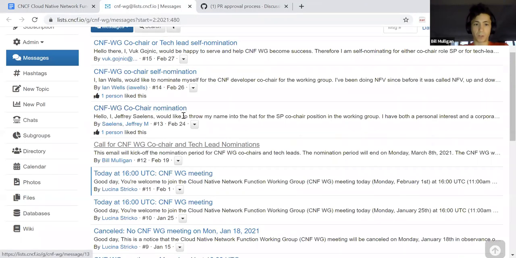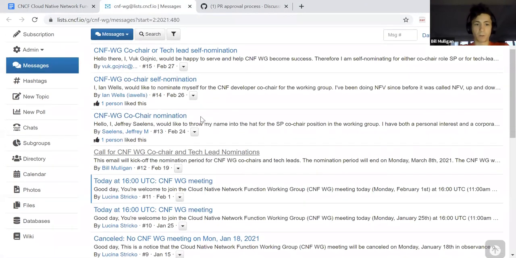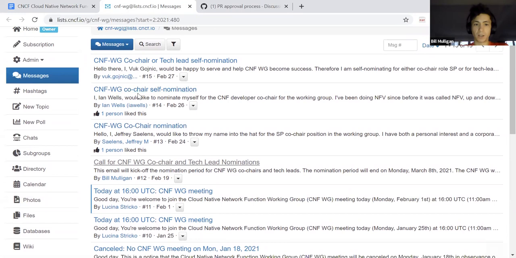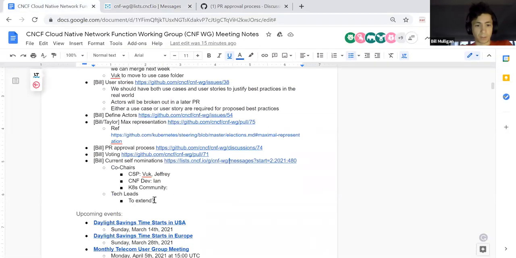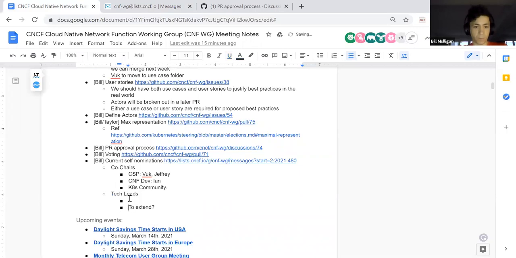So far, we do have nominations for co-chair from Jeffrey, in the service provider co-chair, from Ian, for co-chair in the CNF developer co-chair position, and also from Book for the co-chair or tech lead. So he's nominating himself for both. That means we currently don't have anybody yet from the Kubernetes community who's self-nominated themselves, and we only have one tech lead.